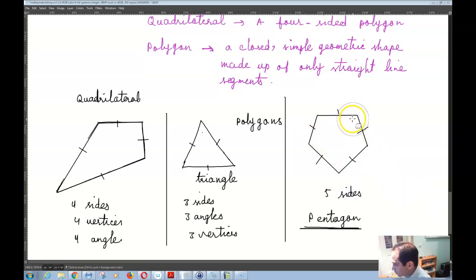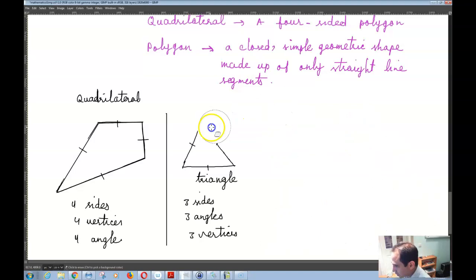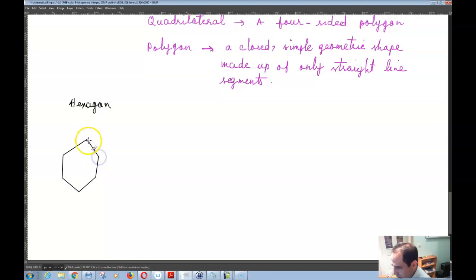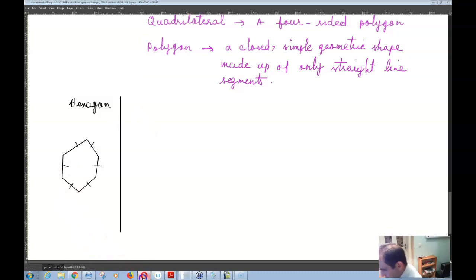Next, after the pentagon, you could have a hexagon. A hexagon has 6 sides, so you have 1, 2, 3, 4, 5, and 6. This is called the hexagon. Then after the hexagon, you have something which has 7 sides. Then there is the heptagon, 7 sides.